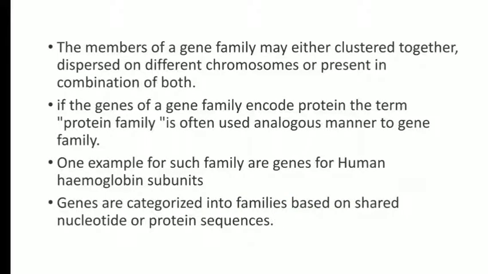The members of a gene family exist clustered together or dispersed on different chromosomes, or present as a combination of both. If genes of a gene family code for a protein, we can use the term protein family in an analogous manner to gene family. One example of such a family is the human hemoglobin subunits. Genes are categorized into families based on shared nucleotide or protein sequences.